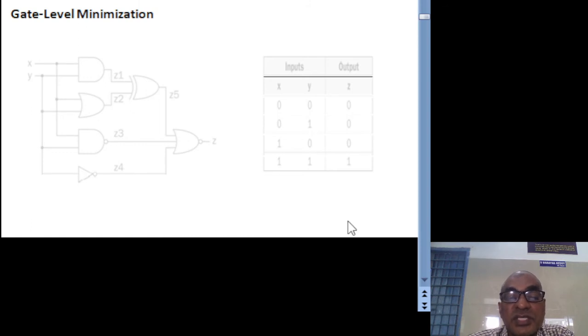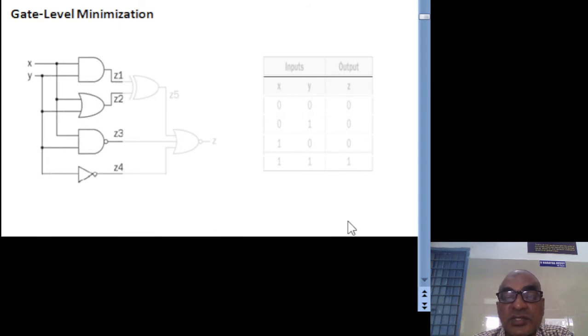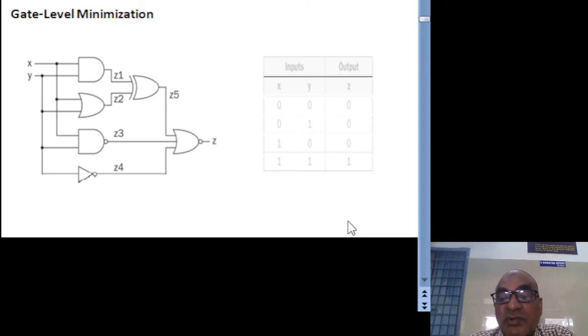Now coming to minimization techniques. Many different types of minimization techniques you already studied in DELD. For getting the realization using the minimum number of gates, the minimization techniques are very helpful. It not only reduces the gates, it reduces the cost, occupied area and power consumption. Many advantages we have with the minimization techniques. Gate level minimization means reducing the number of gates. So let us take one example circuit.